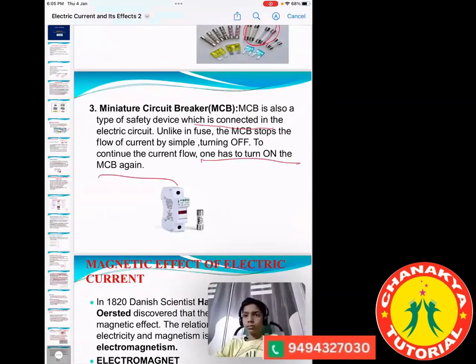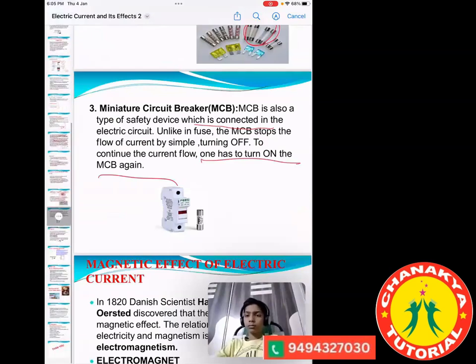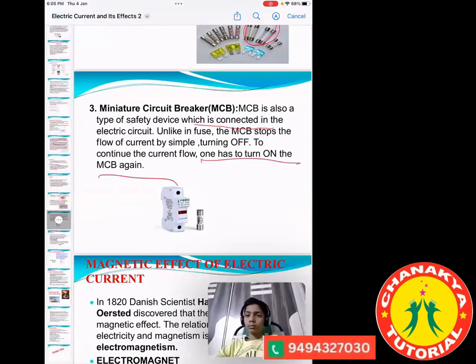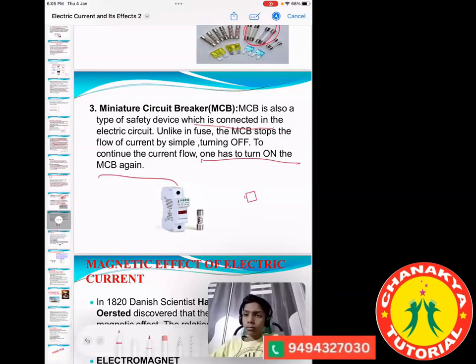And coming to the most important one nowadays, which we use in our homes also, is the miniature circuit breaker, called an MCB. Wherever you have the box of that MCB, you can go and see a button like this. Automatically, when the current flow is very high, the switch will come down, and your appliances will be safe. That is why the MCB is used. They put the button down by themselves, because of which the electrical appliances are safe.